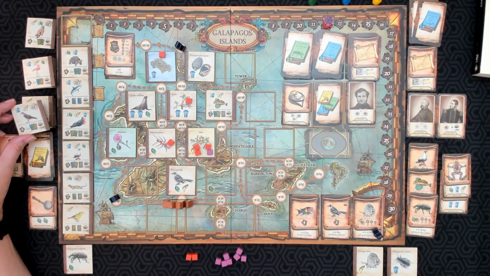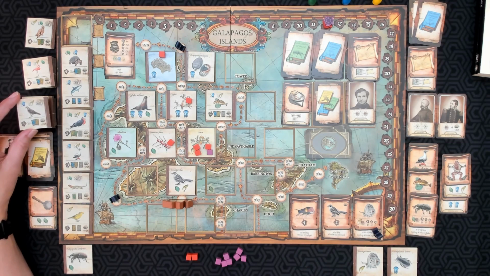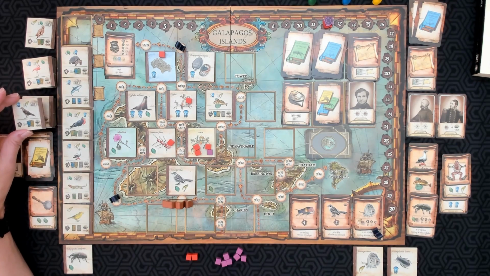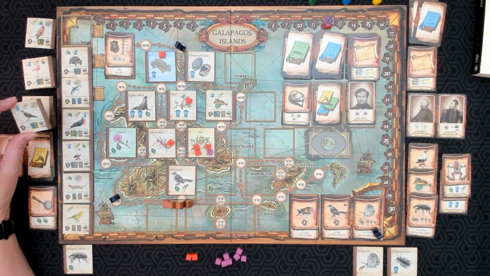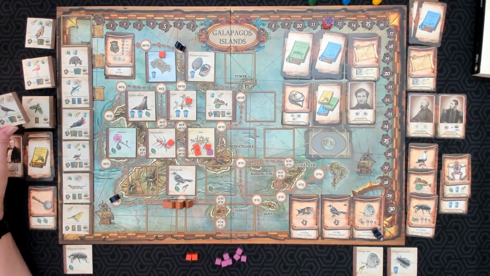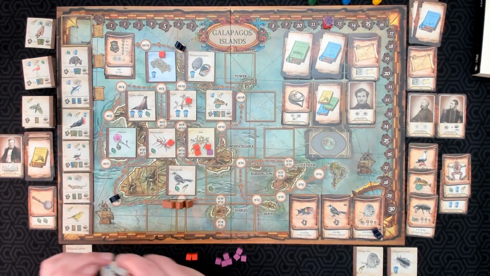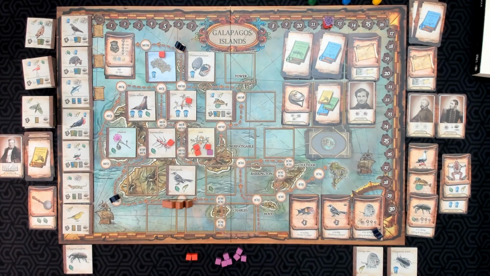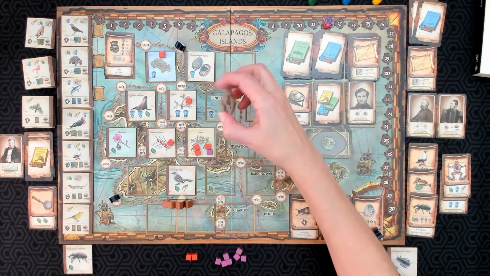Well, let's see. What's Charlie got? Ooh, he's closest to getting the hawk, I think. No, maybe the flamingo. He's pretty close to either one. This one requires 5, 7, 9 resources. The other one requires 8. So I guess we'll put the hawk up here. Okay. So now we turn this over.